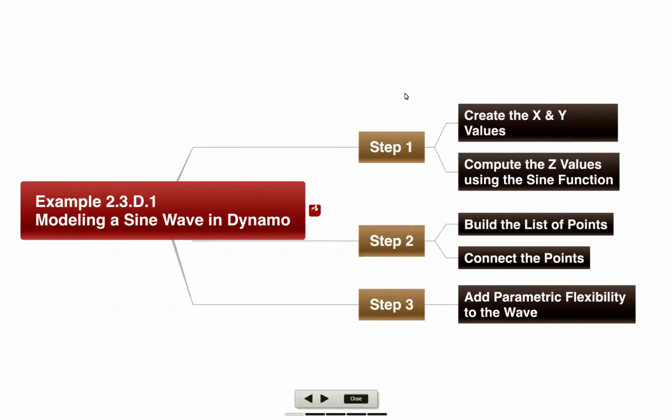The first one's going to be just creating a basic sine wave using the Dynamo environment. And for the next example, we'll be looking at how we can then use those sine wave values to actually determine the heights of some different towers that we might be placing on the landscape.